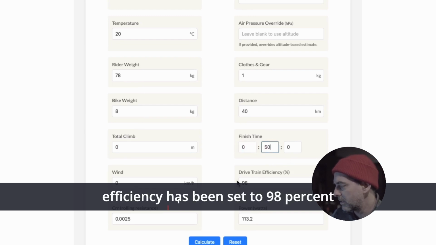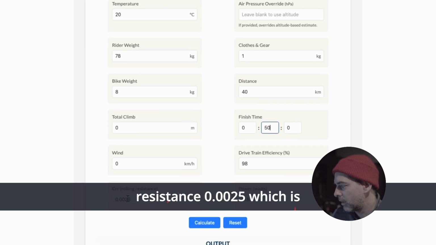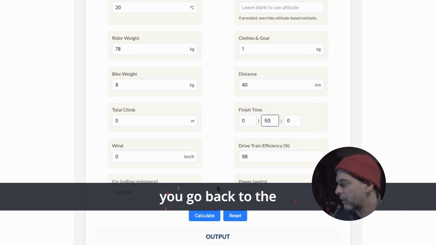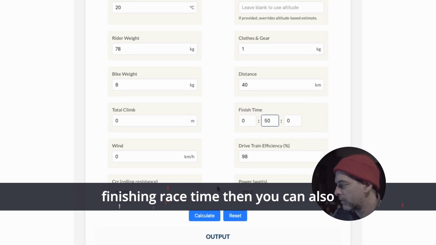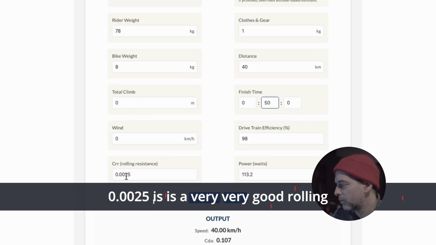Drivetrain efficiency has been set to 98%. There is no wind. Perfect. Rolling resistance 0.0025, which is a very, very good rolling resistance. If you go back to the calculator before, the one about finishing race time, then you can also have another description of rolling resistance, but 0.0025 is a very, very good rolling resistance.